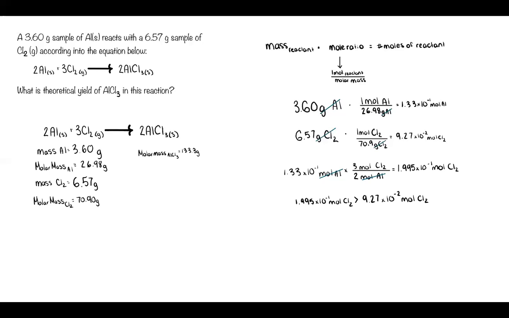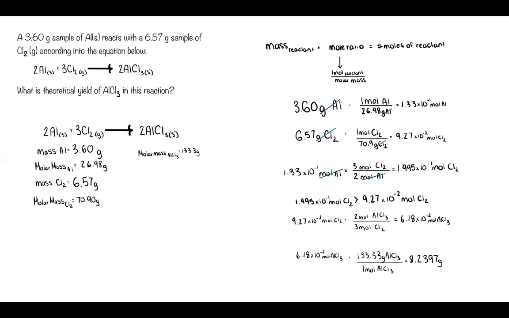Our final step in determining the theoretical yield of aluminum chloride is to use the number of moles of our limiting reactant, Cl2, that we calculated when converting the masses, and simply multiply it by a mole ratio of 2 moles aluminum chloride over 3 moles Cl2. Again, what we are trying to find is on the top, and what we want to cancel is on the bottom.